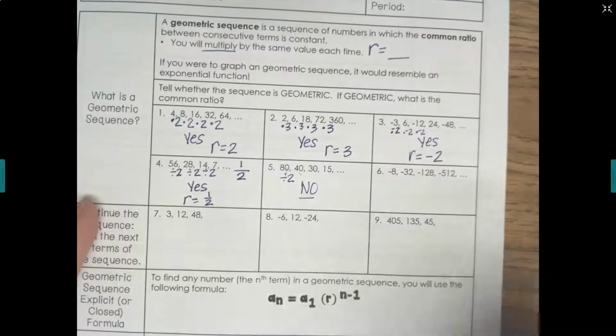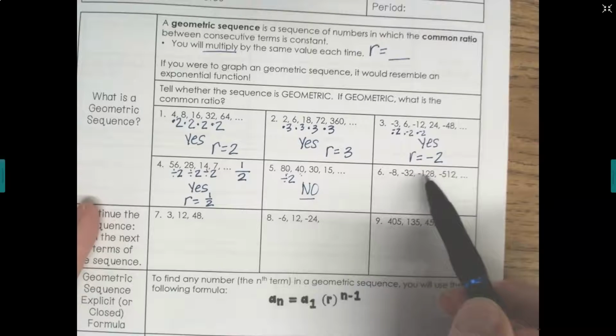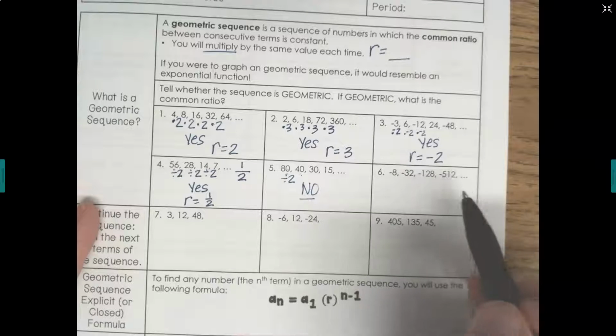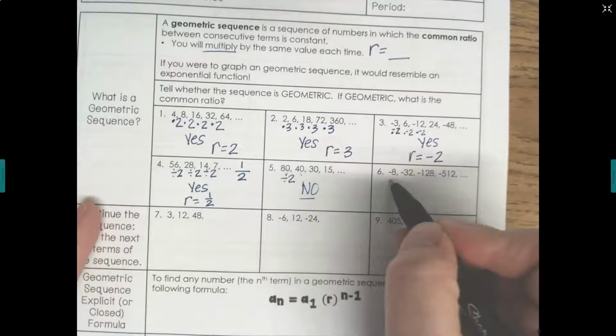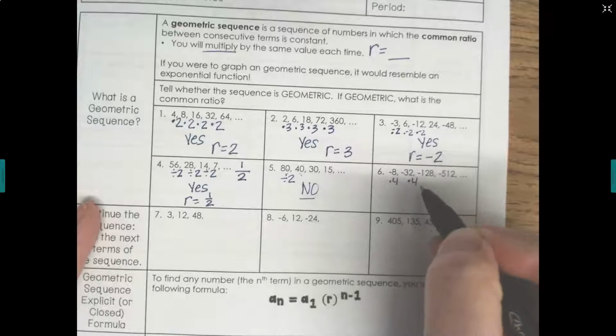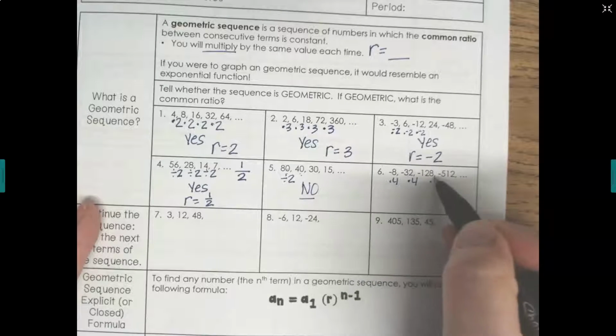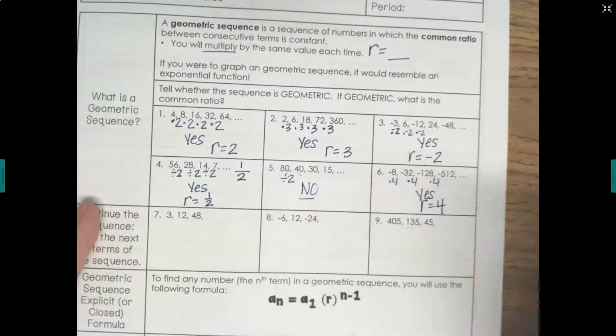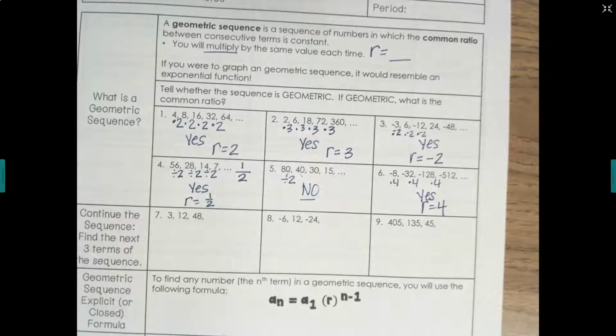And finally, number 6. See how we have all negative signs this time? That means we're going to be multiplying by a positive number, because the signs aren't changing, if this is going to work. Negative 8 times 4 is negative 32. Negative 32 times 4 is negative 128. So yes, this is a geometric sequence, and our common ratio is a positive 4.